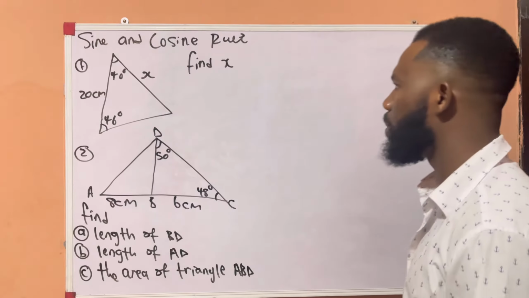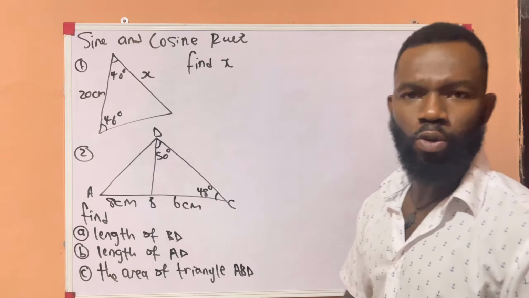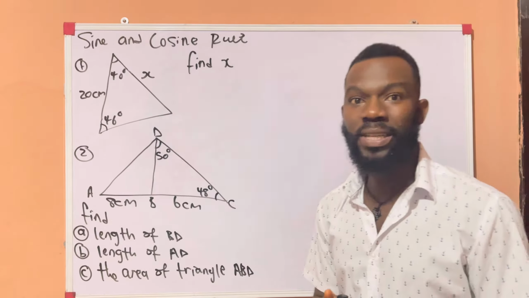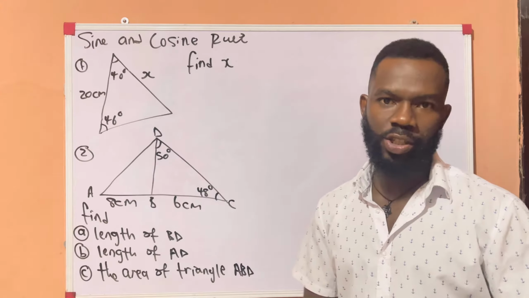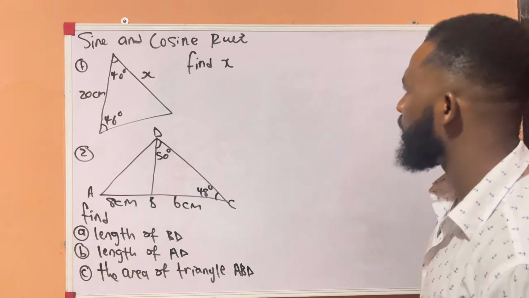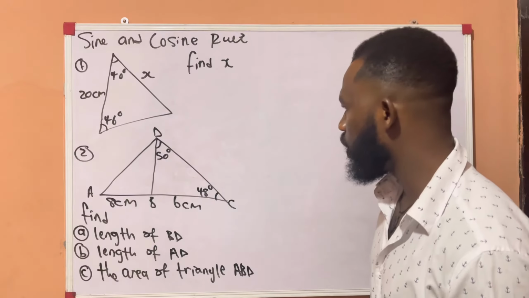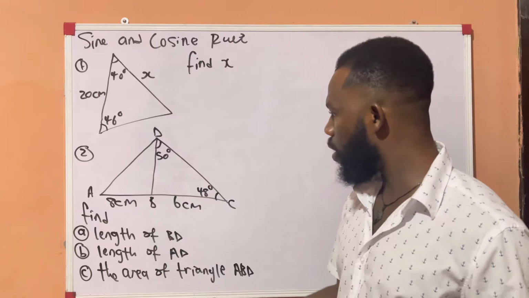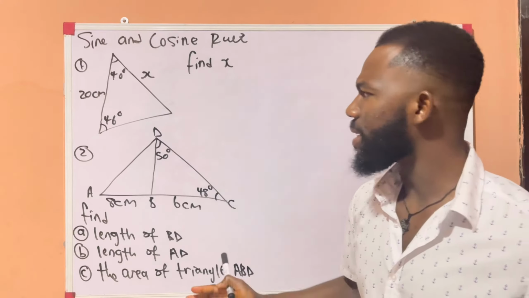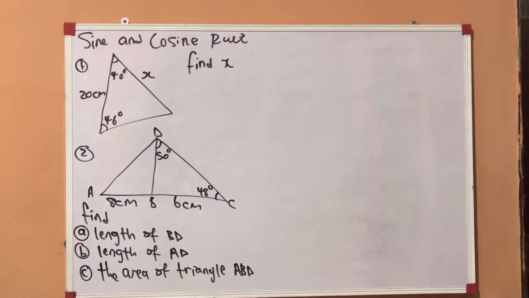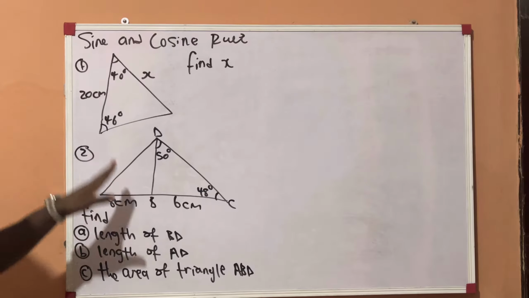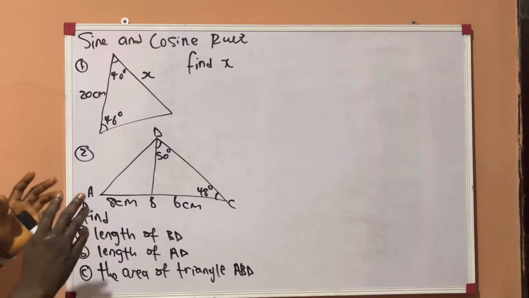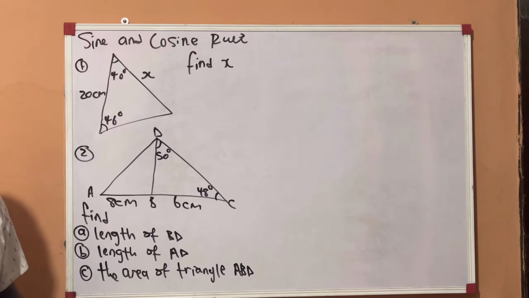Alright, the two questions we have today on the board are from sine and cosine rule. Although we've started this topic in two videos, today we just want to complete it using these two questions. The first question says we should find the value of x given this diagram, and question number 2 says we should find the length BD and length AD, and also the area of triangle ABD. When you see questions like this, what do you think you can apply? Is it sine rule or is it cosine rule? This is exactly what we are going to be doing in this video. So sit back, relax, and listen.